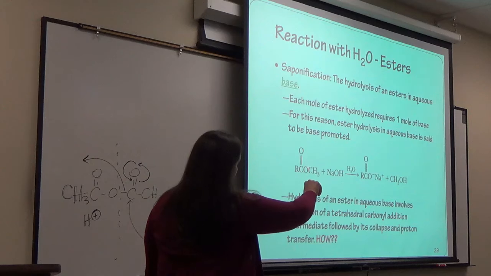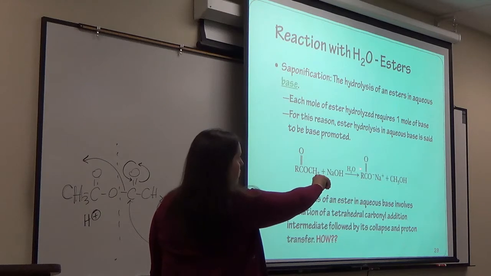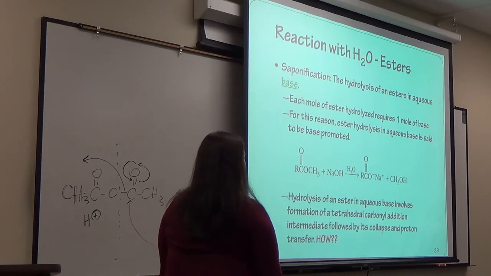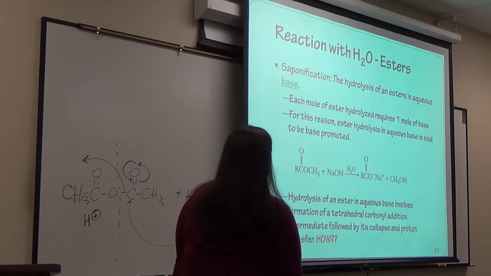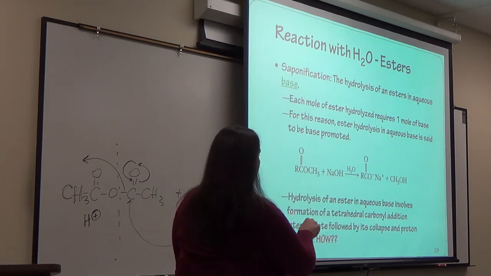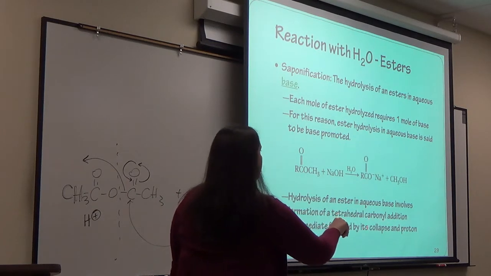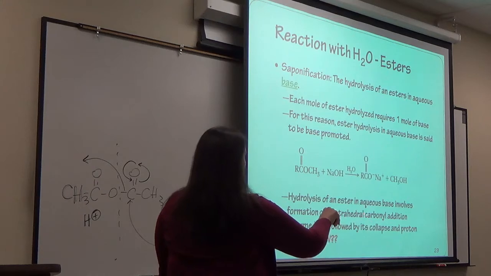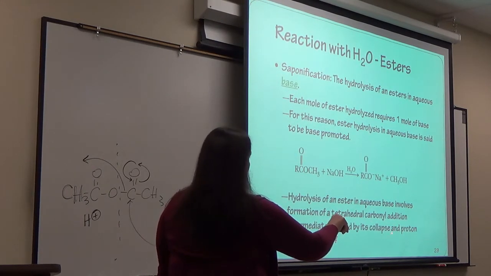So this side of the molecule, right? The CH3 plus the OH give you the alcohol, and then the O minus gets associated with the sodium plus to give you the salt. Okay? And so this is called a hydrolysis reaction. Hydrolysis is just in water though, right? This is in base. So it's going to form this tetrahedral addition intermediate, but then it's going to collapse and have a proton transfer.